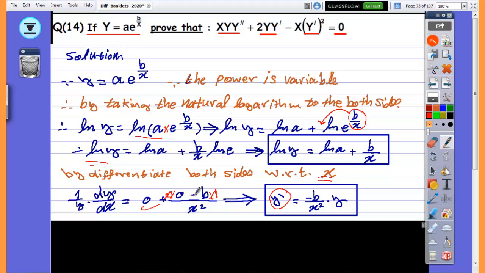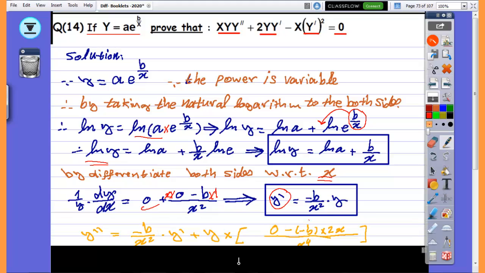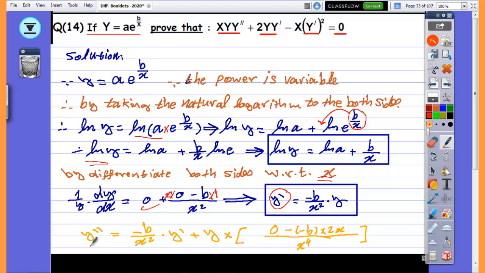The right hand side will be negative b over x square. So y dash equals negative b over x square times y. It is the value of y dash. Now we will get the second derivative, y double dash. Okay, y dash is the product of two functions. The first is negative b over x square, and the second is y. The derivative of y dash is y double dash.